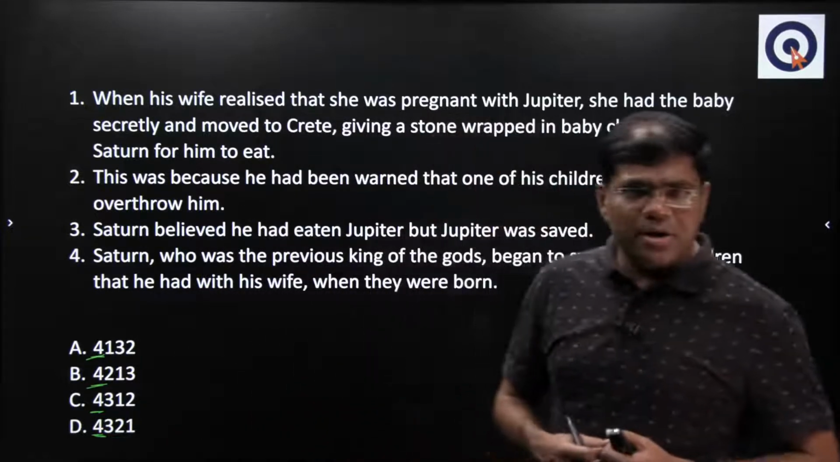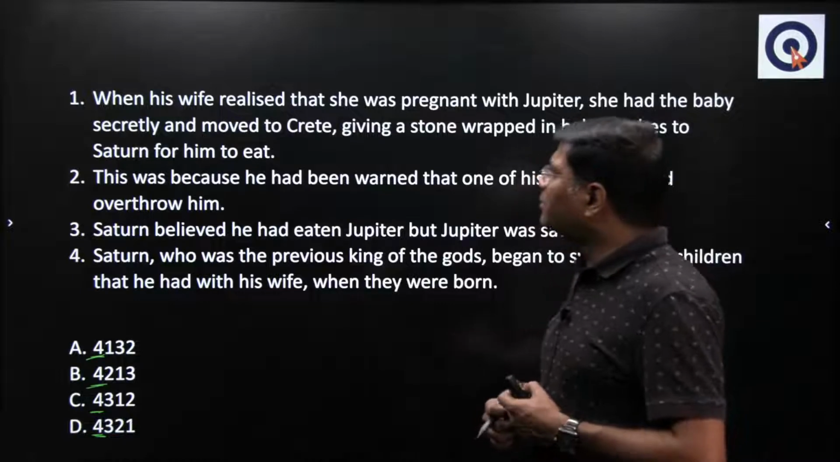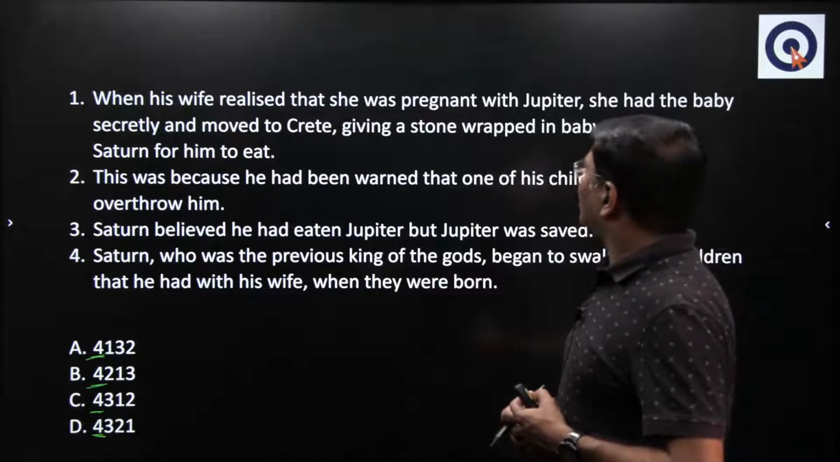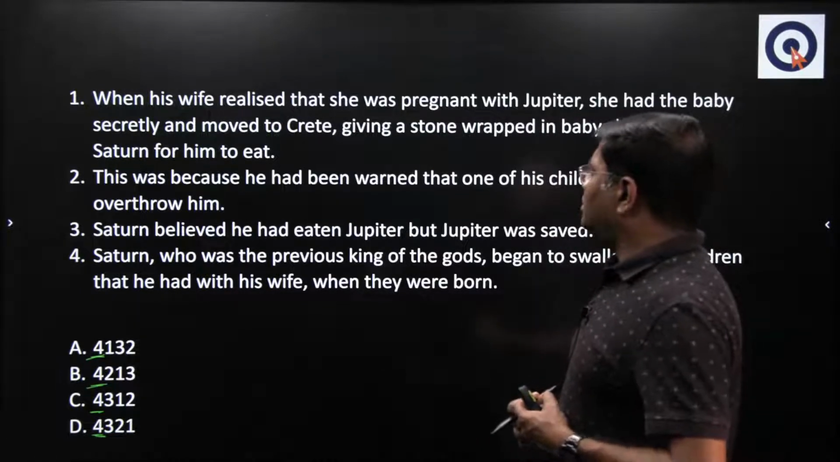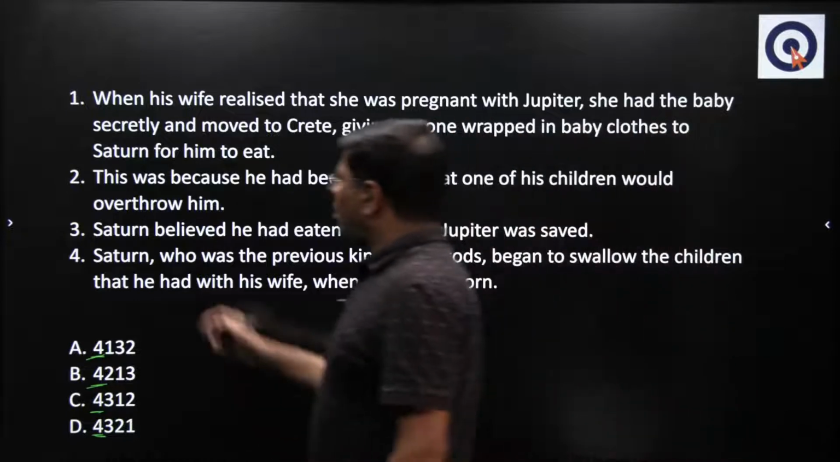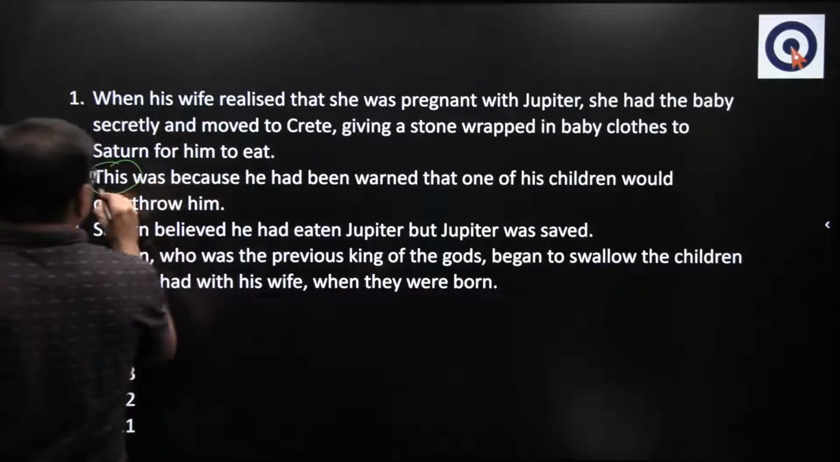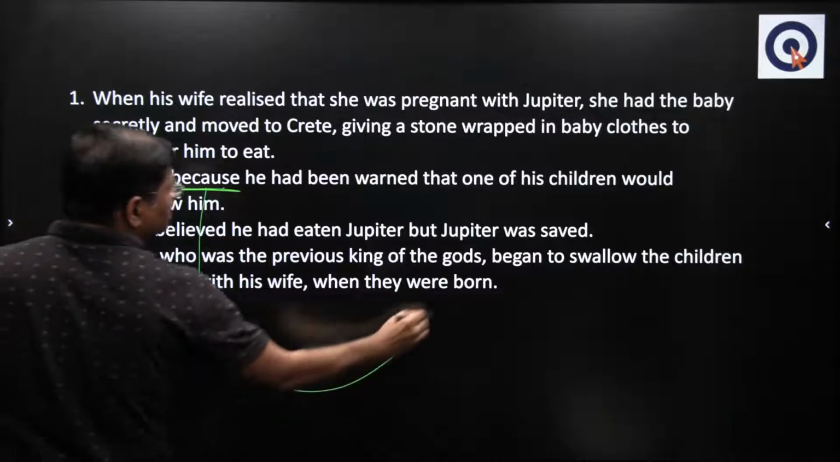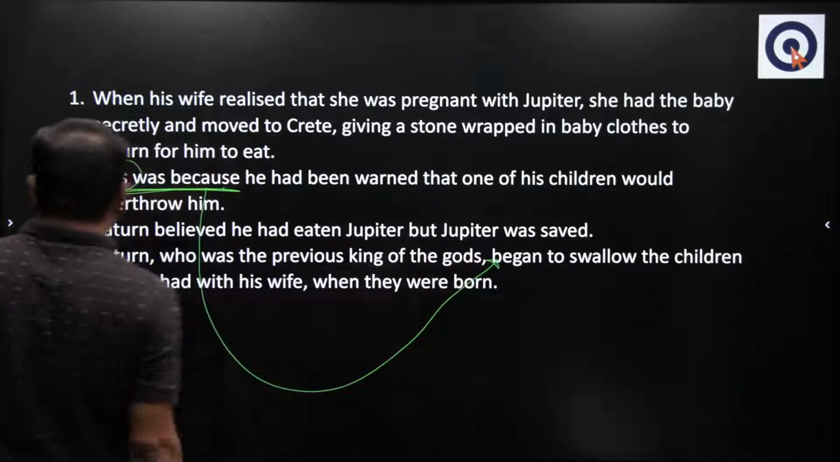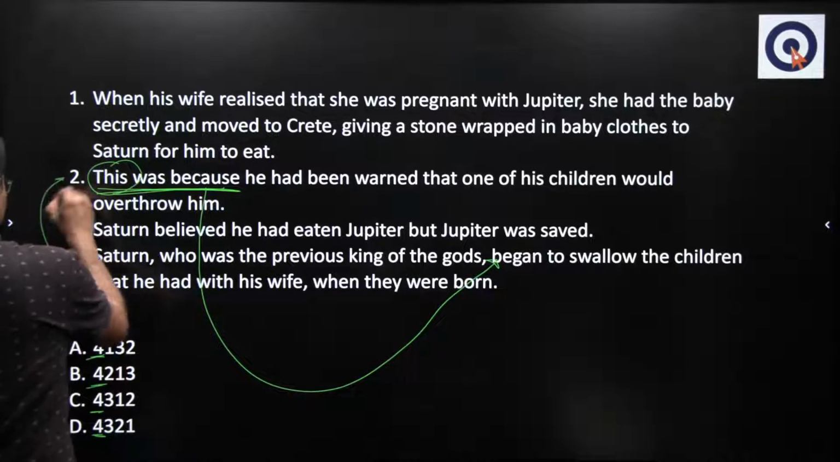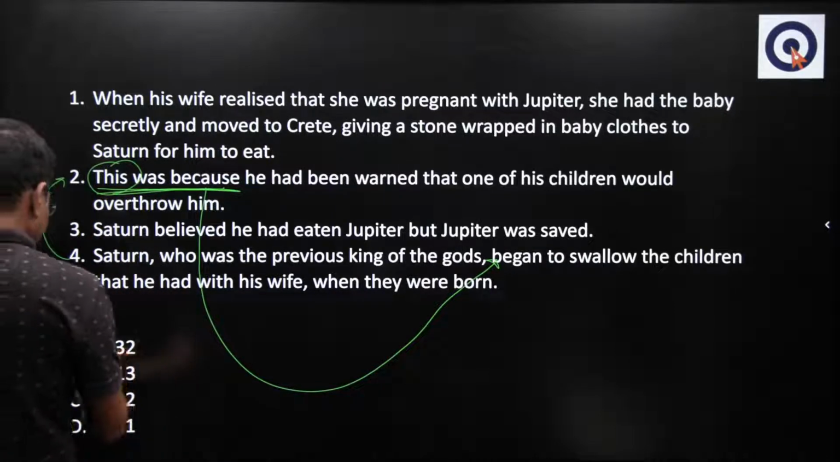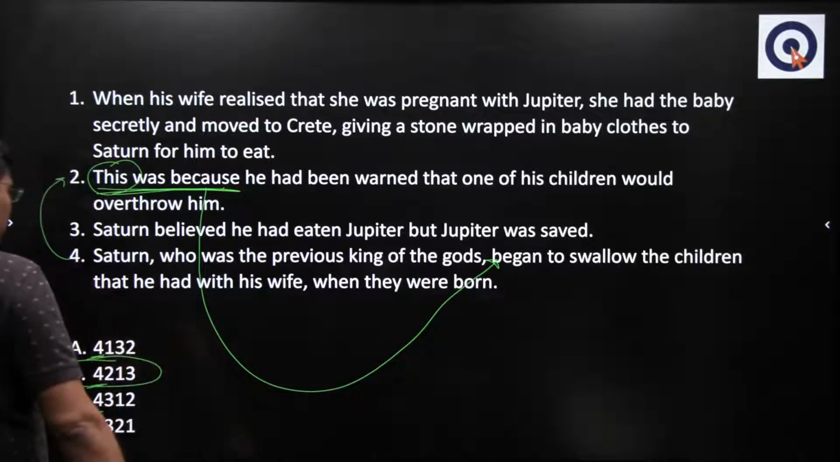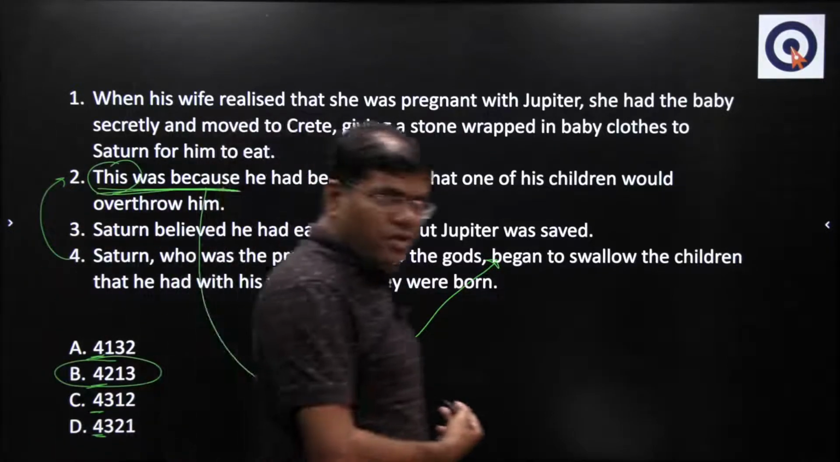So what should happen now? Yes, what should happen? This was. So this refers to what? This was because. This reasoning has come because this guy is swallowing. So 4-2 is a pair. And because 4-2 is a pair, this is most likely to be the right choice. Now you can go and confirm.